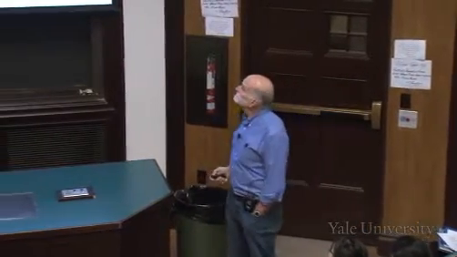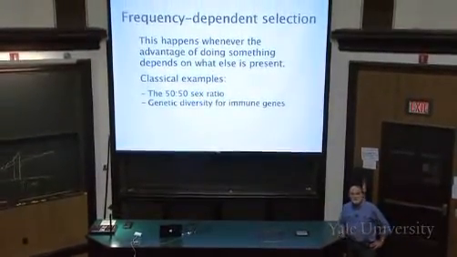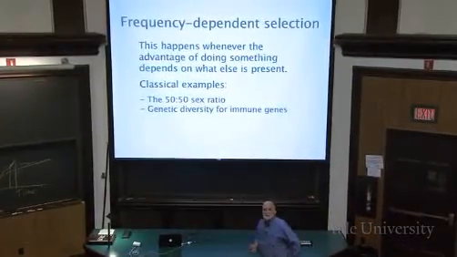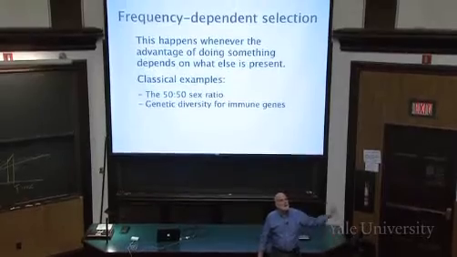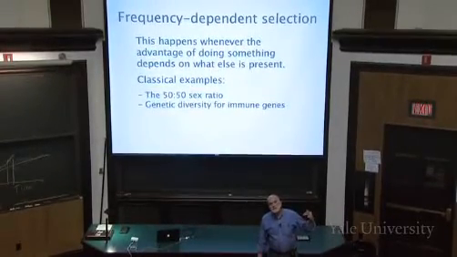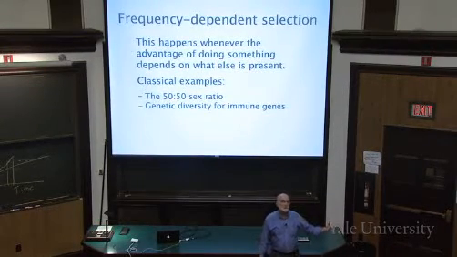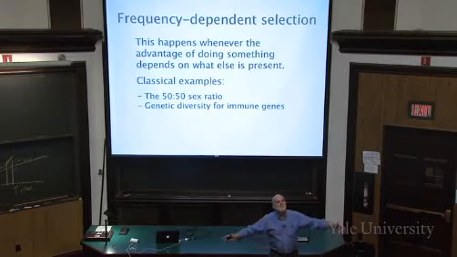Frequency-dependent selection is another kind of selection, and that happens whenever the advantage of doing one thing depends on what the other people in the population are doing. Okay? There are some classical examples of this. One is the classical 50-50 sex ratio, and another is genetic diversity for immune genes. I'll just say a few words about genetic diversity for immune genes because we're going to come back to sex ratios when we do sex allocation theory. Let's suppose that you have a gene that is resistant to a particular disease, and therefore your offspring survive better, and you have more grandchildren, and this gene then spreads through the population until eventually most of the people in the population are resistant.